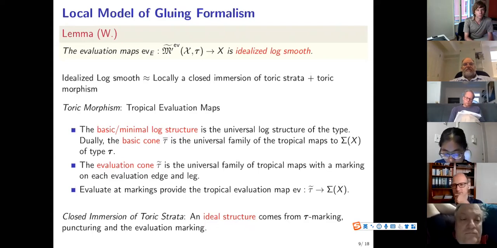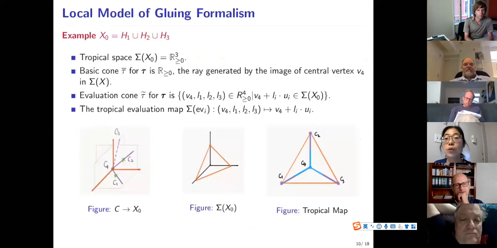So let me give an example of the things I just mentioned. Suppose for the central fiber that we're looking at, and remember we put the divisorial log structure on it, the tropical space will be R larger or equal to 0 cube, where the central point over here, the dual of it, is going to be the whole tropical space.